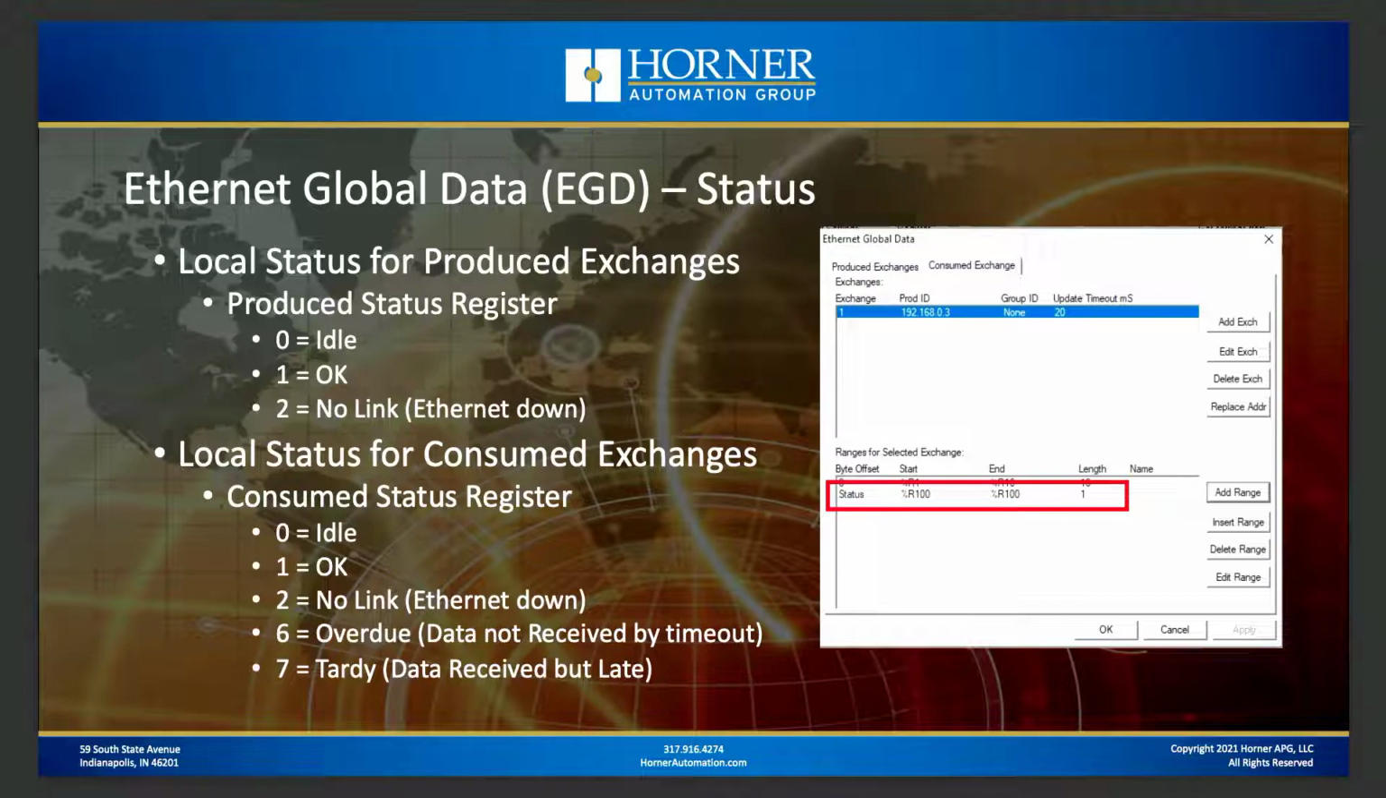You have okay, like you're hoping to see continuously, but you also have, of course, no link or Ethernet is down. But in addition to that, if the timeout you've set is exceeded, but the data still comes in, then it's known as tardy. So that would be status 7. If the data doesn't come in at all and your timeout expires, then it's overdue. So as long as your status is a 1 or a 7, you're good. If it's a 6, then you've got an issue, you've lost your link, and you need to take corrective action. Or a 2, of course, same thing.